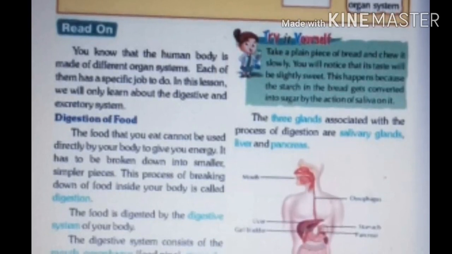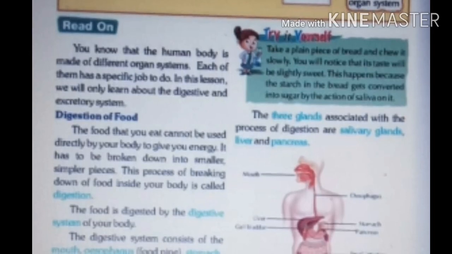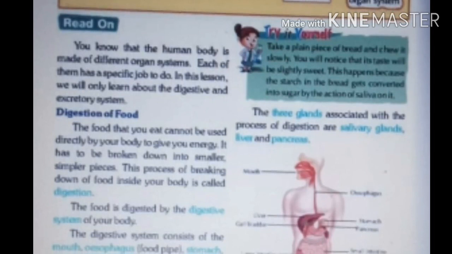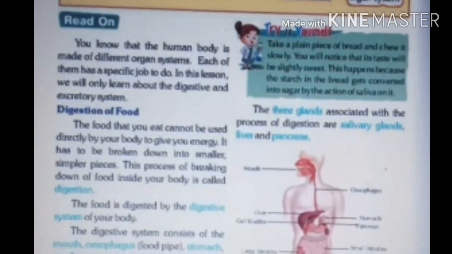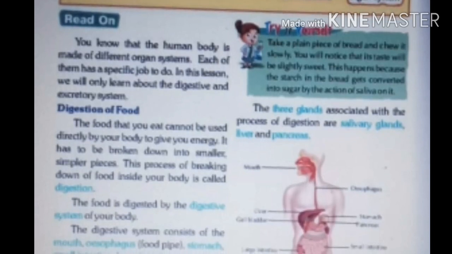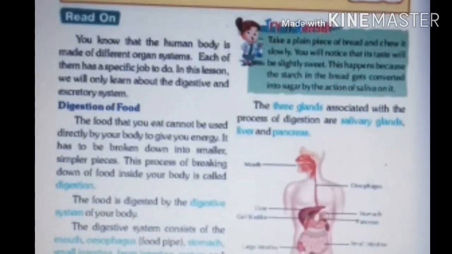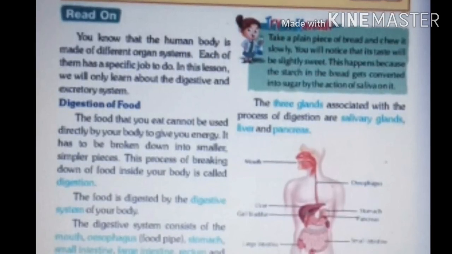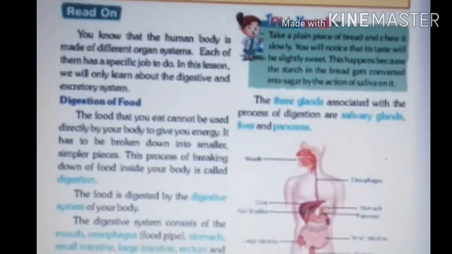The food you eat cannot be used directly by your body to give you energy. It has to be broken down into smaller, simpler pieces. And this process of breaking down of food inside your body is called digestion. And this digestion is done by the digestive system of our body.